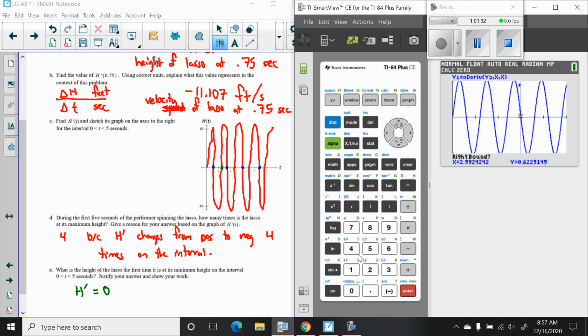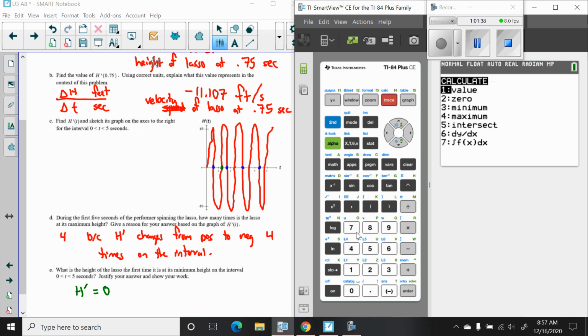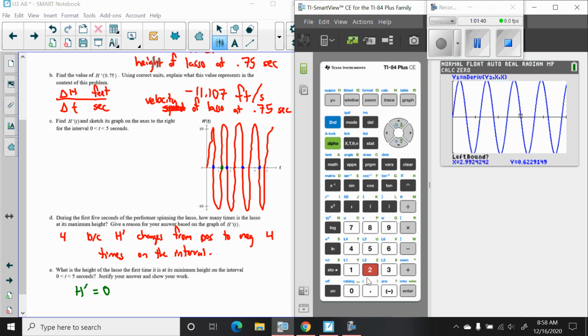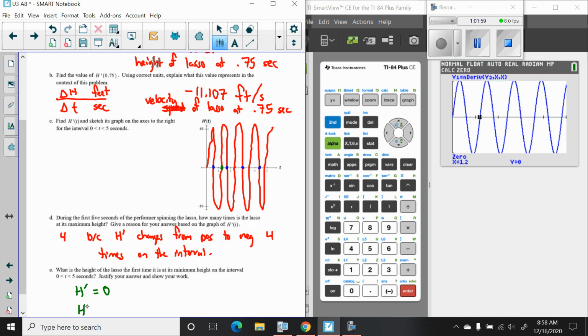Start again. Second trace, number 2, left bound is 1, and right bound we'll say is 1.5. We get surrounded, and we'll press enter, and it's at 1.2. So I guess they want us to write h prime of 1.2 is equal to 0. And so what is h of 1.2 would be that height.